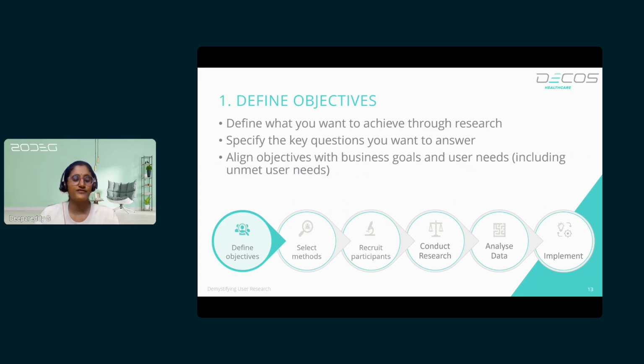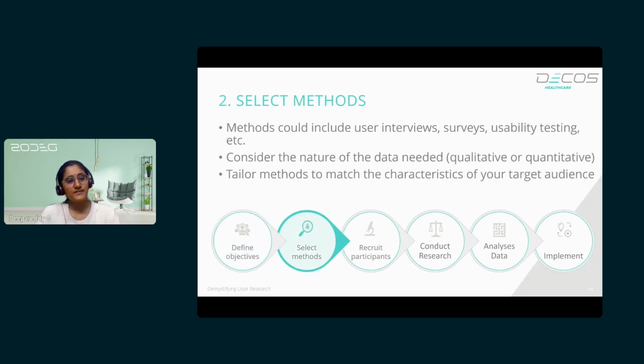So this is about the first step. The second step in user research is to select appropriate methods based on the research objectives which we have set in the last step. And also, most importantly, the user demographics.